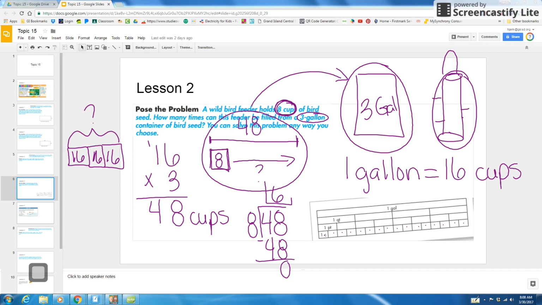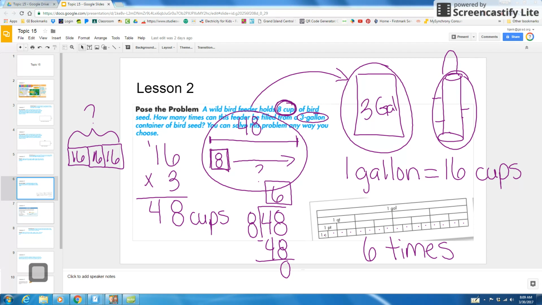Okay, so here's my 6. So how many times could we fill that bird feeder? We could fill it 6 times. So there's a few steps to this, and just like with the area and perimeter problems yesterday, there were a few steps to our problems.